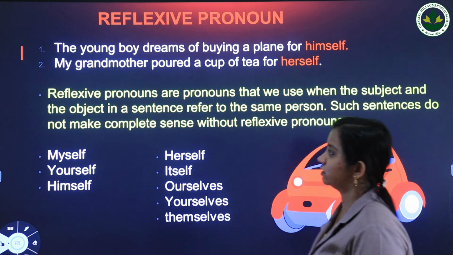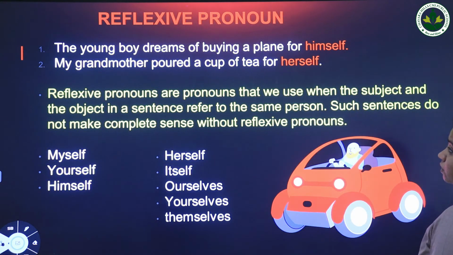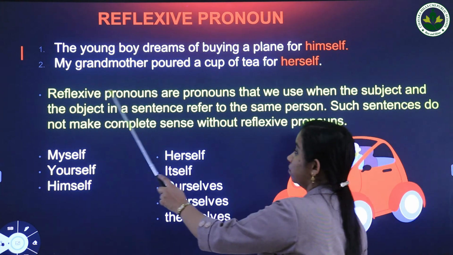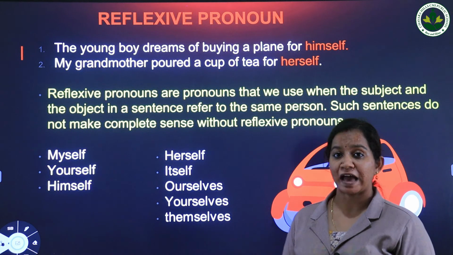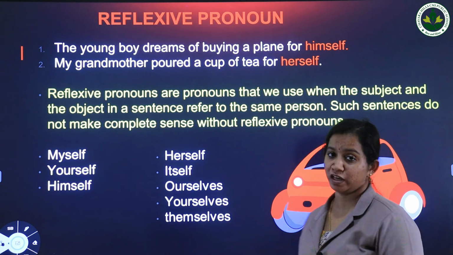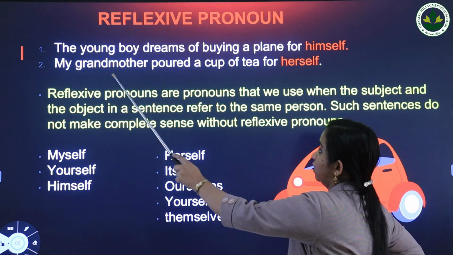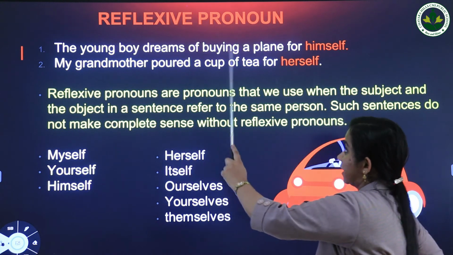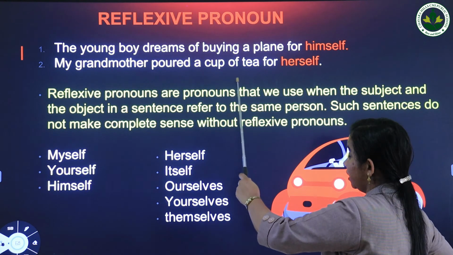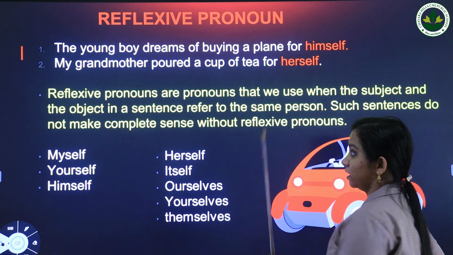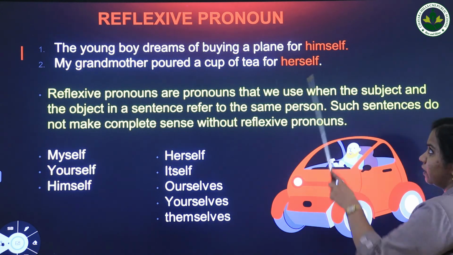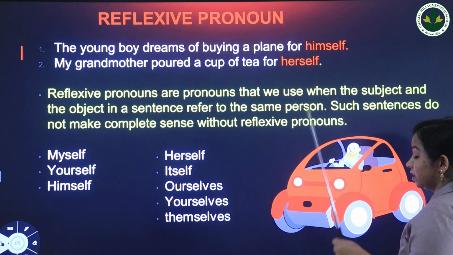Now just see the next one. My grandmother poured a cup of tea for herself. That means she is going to have a cup of tea for herself. Here grandmother is doing the action. She is pouring a cup of tea for herself, not for anybody else, but for herself only. So what are this himself and herself? They are the reflexive pronouns.